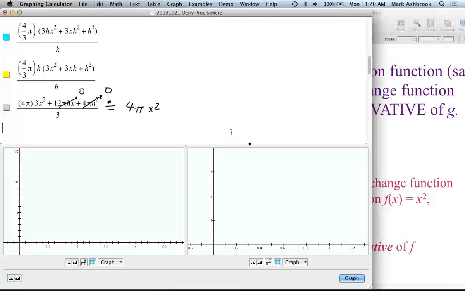Okay, so what is this expression? That first expression we wrote is the rate of change of 4/3 pi x cubed with respect to x. It's the exact rate of change of 4/3 pi x cubed with respect to x. You've got to practice writing that and saying that in your homework.